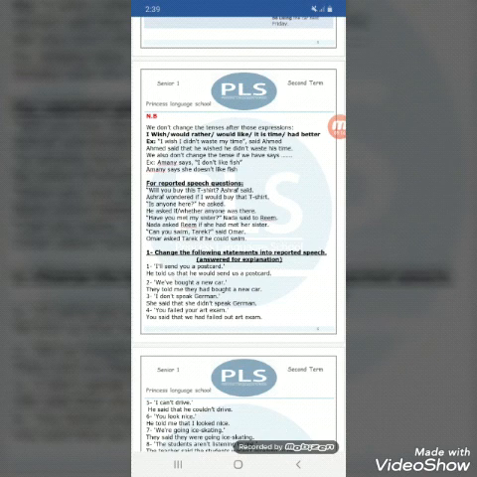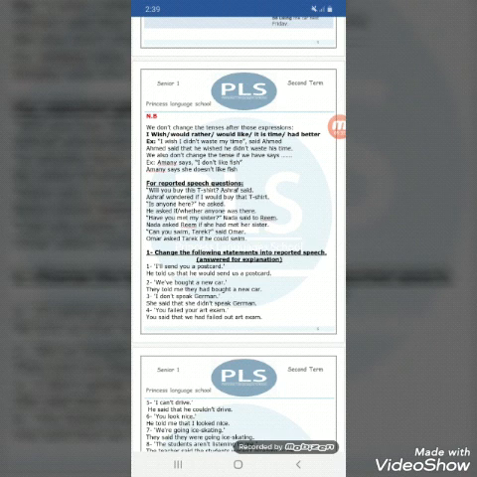We also don't change the tense if we have says. Example, Amani says, I don't like fish. So Amani says she doesn't like fish. Remain as it is because I used says, not said.